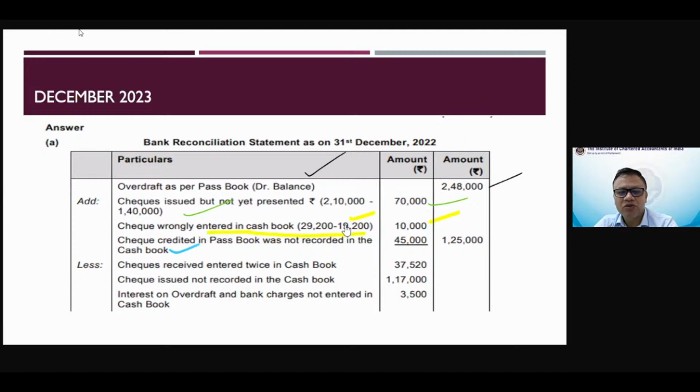Cheque credited in passbook was not recorded in cash book. So again, it is like a bank receipt, which is to be added as per our equation. Less: cheque receipt entered twice in cash book. Now, Ashu, you want to say something?